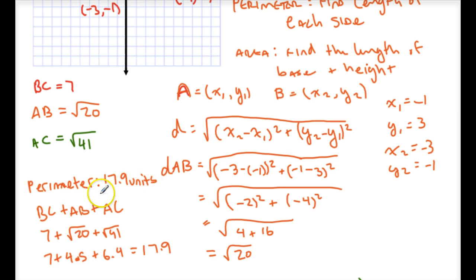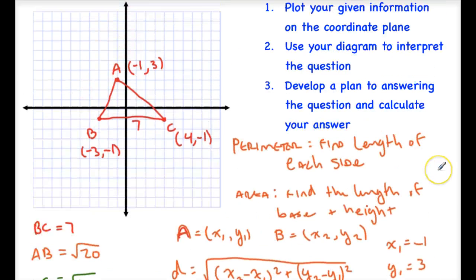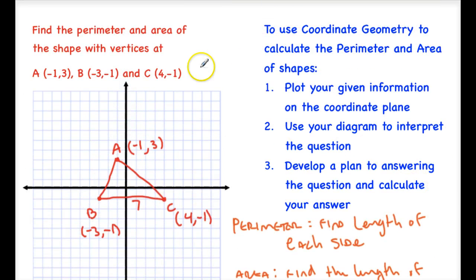And since we don't have anything specific here, like it didn't give us inches or anything like that, we can just say units in terms of the units of our coordinate plane. Okay, so that's how we would find perimeter. We'd also want to find the area, right? It asks for the area of this shape.